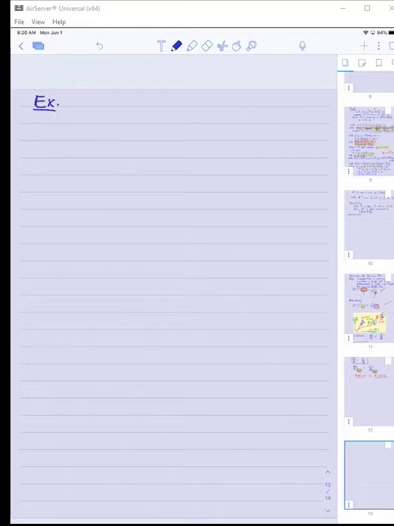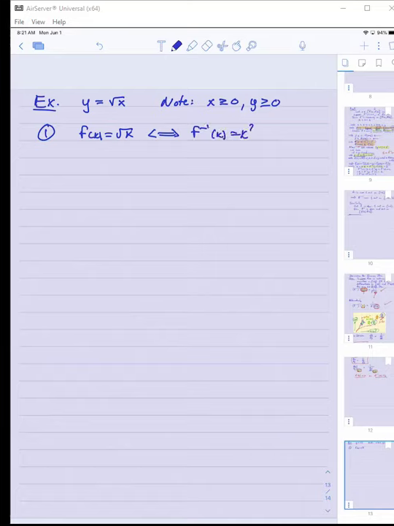So first of all, let's just do a generic example just to make sure this is working out. So actually, let's go back to our example of y equals square root of x. Note, of course, that x is greater than or equal to 0, and so is y for this function. And of course, we can do this two ways. First of all, if y is square root of x, then we know what the inverse function is. I'm thinking about this one over here being x equals y squared.